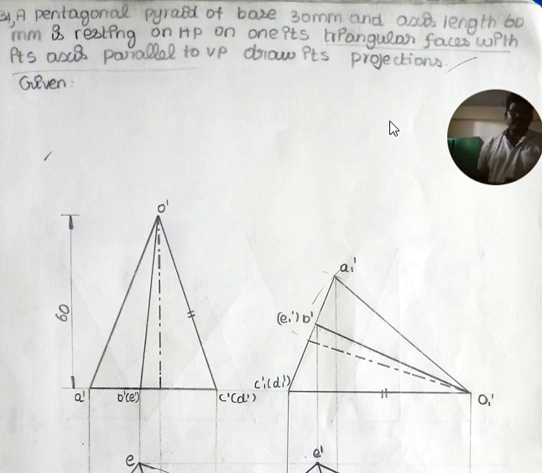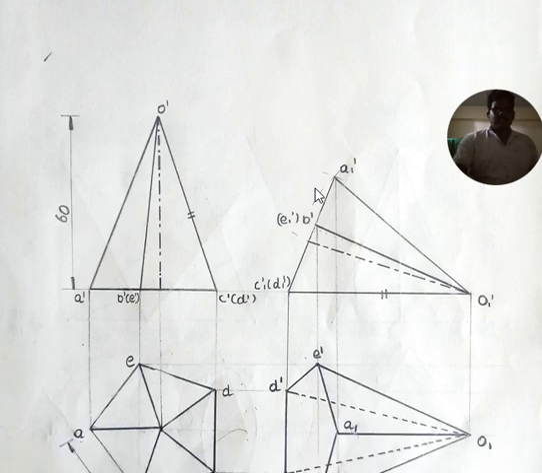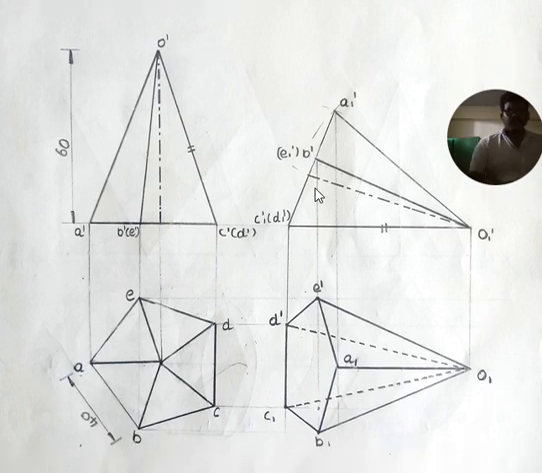So at that time, the axis is parallel to VP. When the base of the pentagonal pyramid is resting on the horizontal plane, with the axis perpendicular to HP and parallel to VP, we have to draw both the views, top and front. Which one do we draw first? We have to draw the top view first. Why? Because when the base is resting on the horizontal plane, the true shape of the base of the pentagonal pyramid will be visible to the observer in the top view. So first we draw the top view, and from the top view, we go for the front view.